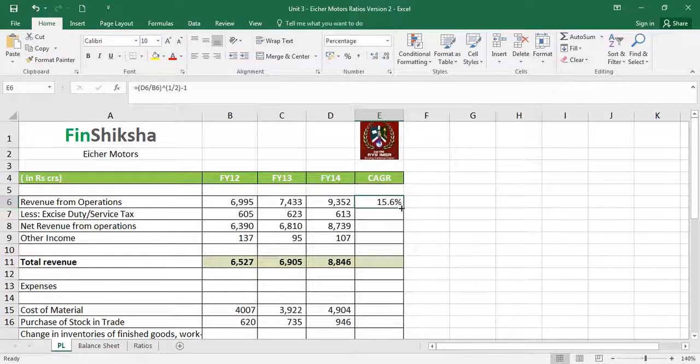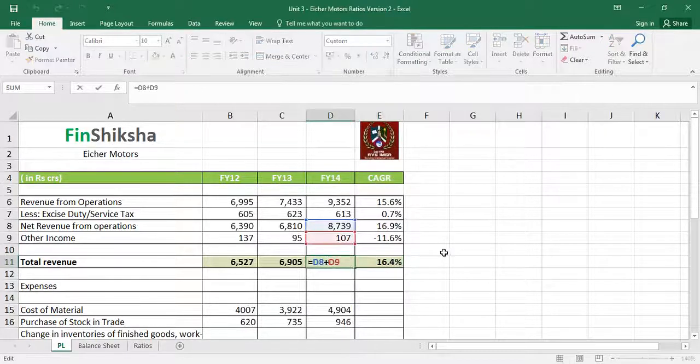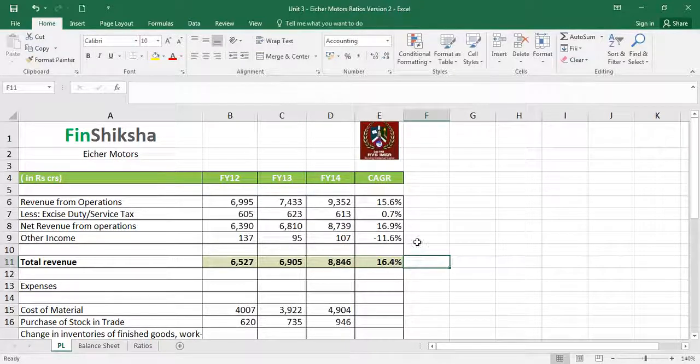If I drag it down, I essentially get the growth rates of other data points as well, wherein excise duty has not really grown significantly. Net revenue from operations has gone up by 16.9%, and other income has actually fallen down, right? I will copy and paste this here as a formula and add this. So that's the growth rate in total revenue. That's other income plus net revenue from operations. That's the growth rate that we find based on CAGR.